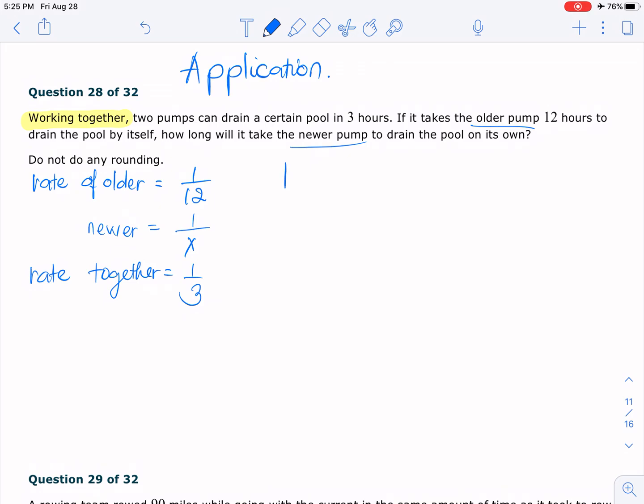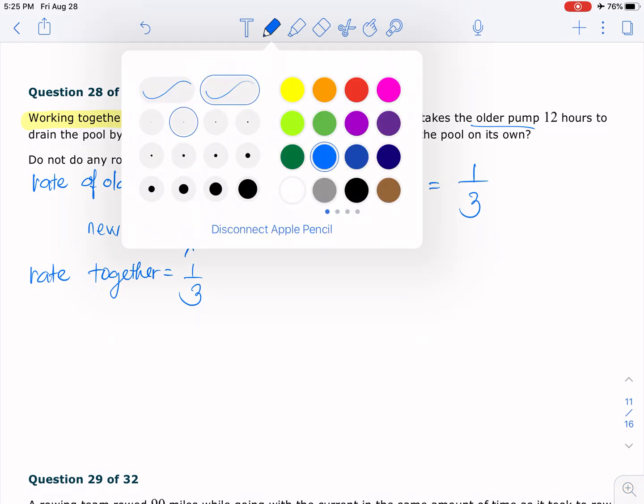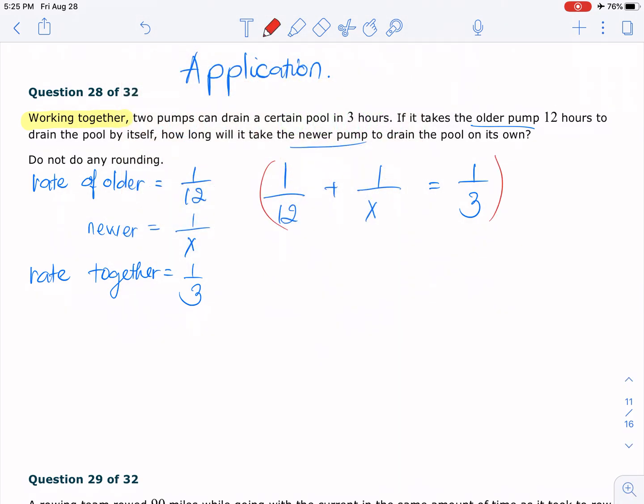So to set up this problem, I just have to add them up. The rate of the older added to the rate of the newer should give us the rate together. And then solving this problem, I'm just going to get the LCD, which is 12x.